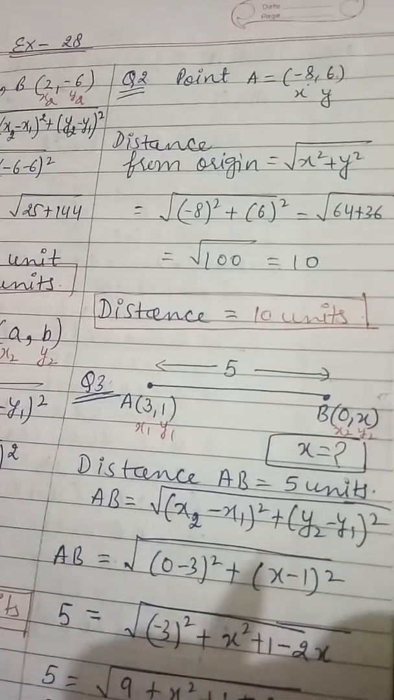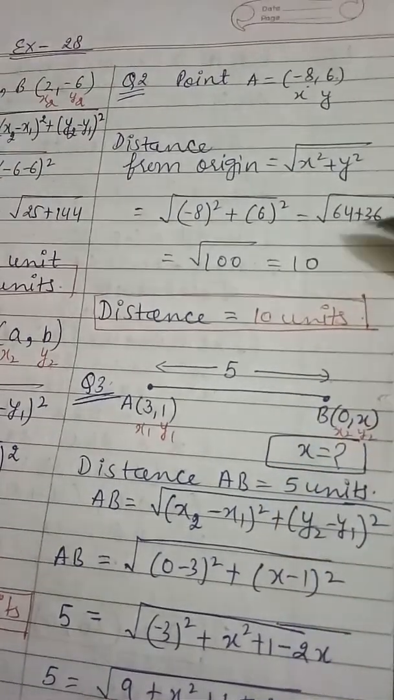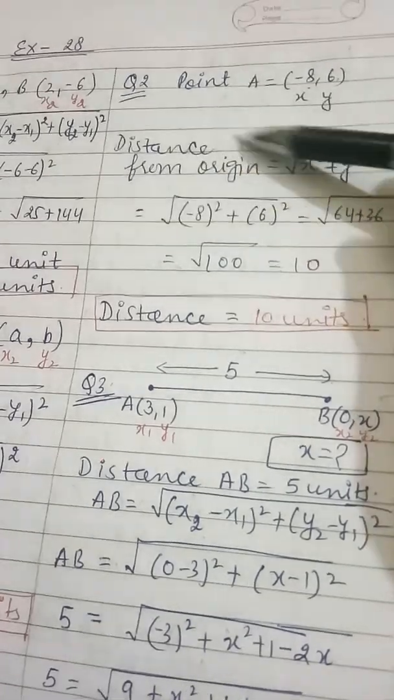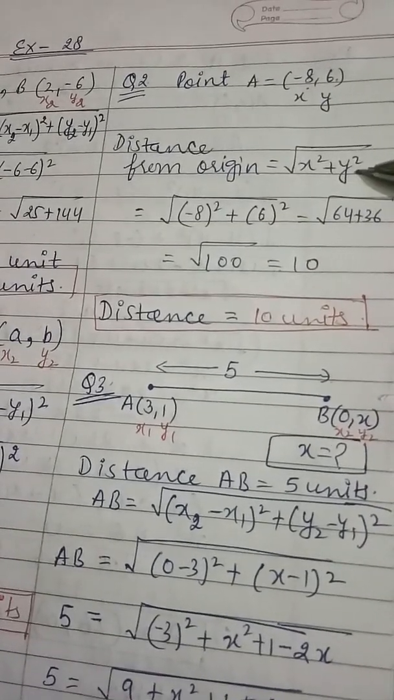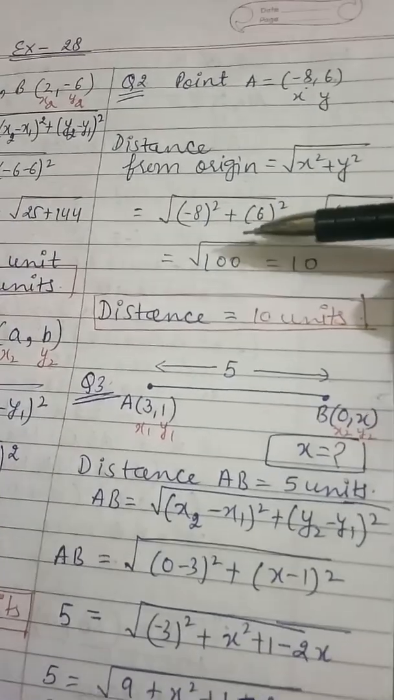Now just see the second question. The second question is: find the distance between the origin and a point. Now, one point is given and one is the origin, and we know the direct formula. The distance from the origin is root x square plus y square. This is x and this is y. You can just take the squares.